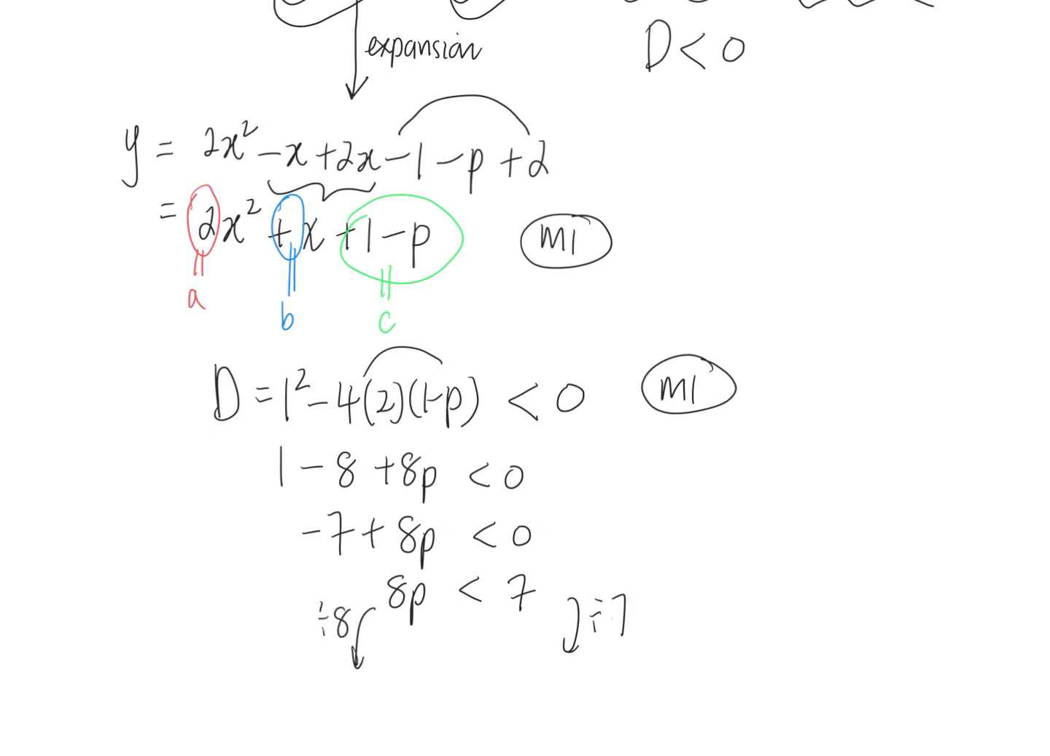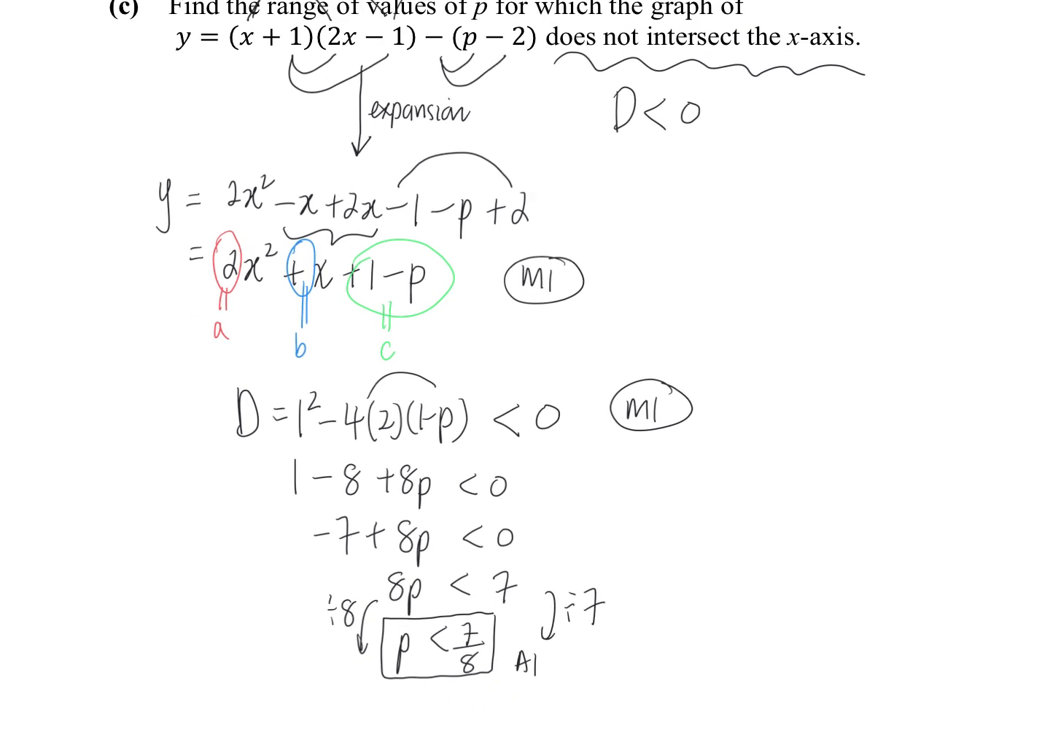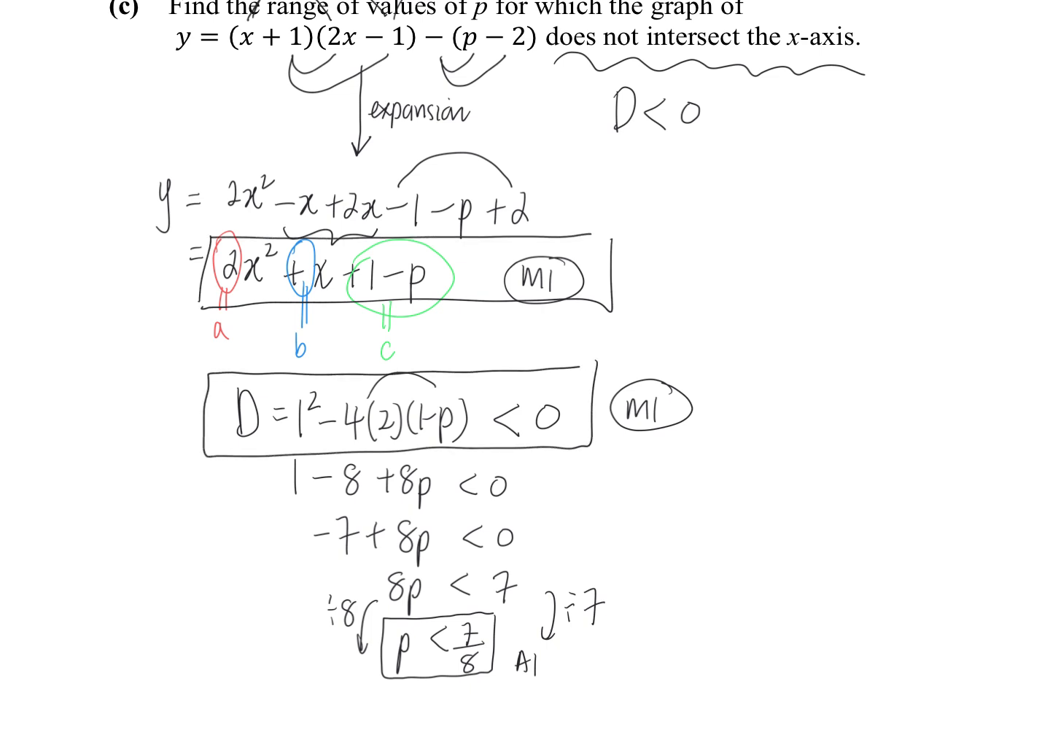Some of you, I don't know how you got 8 divided by 7 instead of 7 divided by 8. So your inequality is this whole thing. This is the answer mark. So 3 marks here. 1 mark for the simplification. 1 mark for knowing it is less than 0. 1 mark for the final answer.